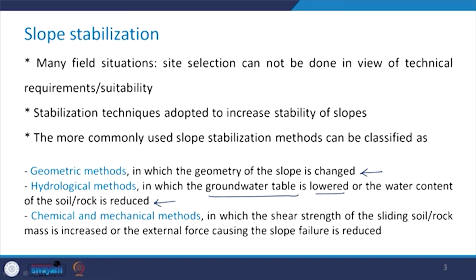The third one is chemical and mechanical methods, in which the shear strength of the sliding soil or rock mass is increased, or the external force causing the slope failure is reduced by some means. So, basically these are the three methods which can be commonly adopted for slope stabilization.